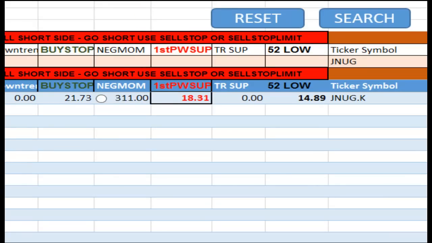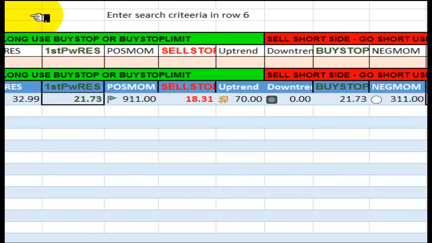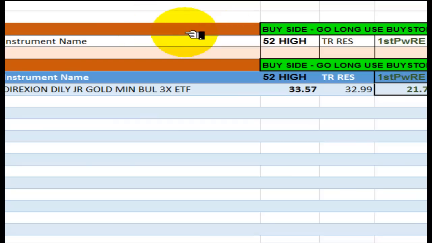Okay, you'll notice on this morning's weekly pulse wave price triggers, this came to you by one of your own who added this as a suggestion, and I think it was great. We ran with it. He added a reset button and a search button. Basically, if you type in anything under the ticker, the 52 low, the false, anything under this category here, it tells you to enter search criteria in row 6. So this is row 6. You can enter anything from the instrument name to anything else under each column, and they'll bring it up.